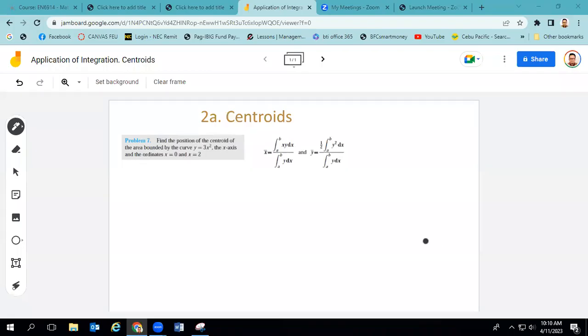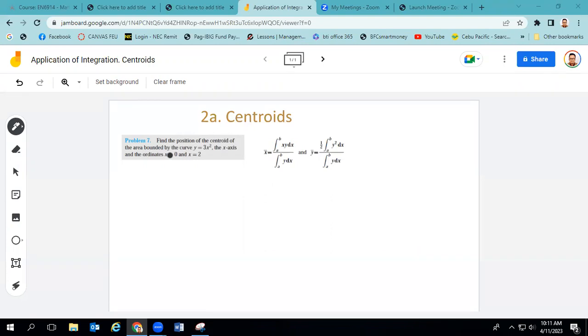Good morning, class. Now I'm going to discuss this application of integration, the centroids. This is for your reference, if you have doubts or clarifications about our discussions in the classroom. This is the reason I'd like to do this recording again.